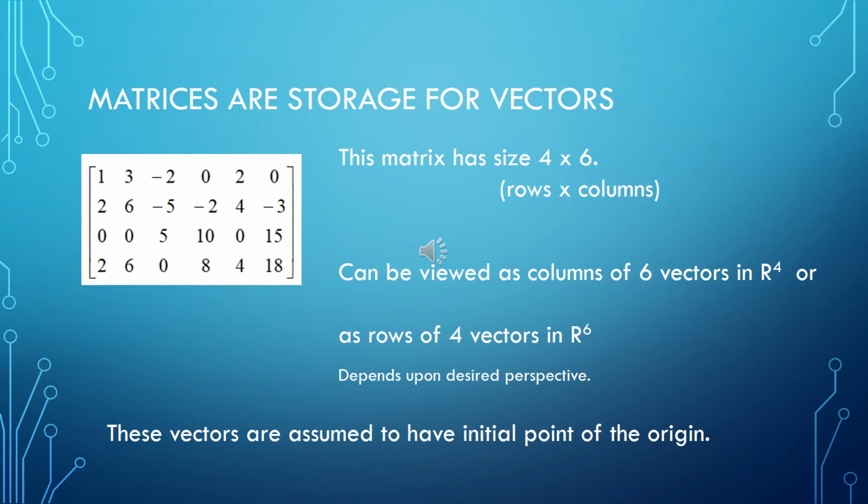And when you're listing the vectors like this in a matrix, you assume that the initial point is the origin. I mentioned that earlier, that in linear algebra, our vectors are generally going to be considered with initial point at the origin, 0, 0, 0, or 0, 0, 0, 0, whatever dimension you're in. And the components then are telling you where the terminal point is. So 1, 2, 0, 2 is the terminal point of a vector in R4 that starts at the origin. 1, 3, negative 2, 0, 2, 0 are the components of a vector that starts at the origin in the 6th dimension and lands at the terminal point given by 1, 3, negative 2, 0, 2, 0.